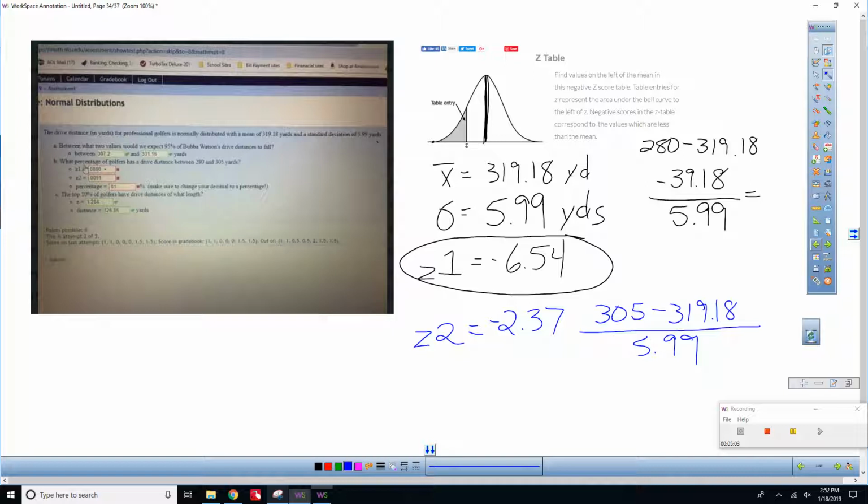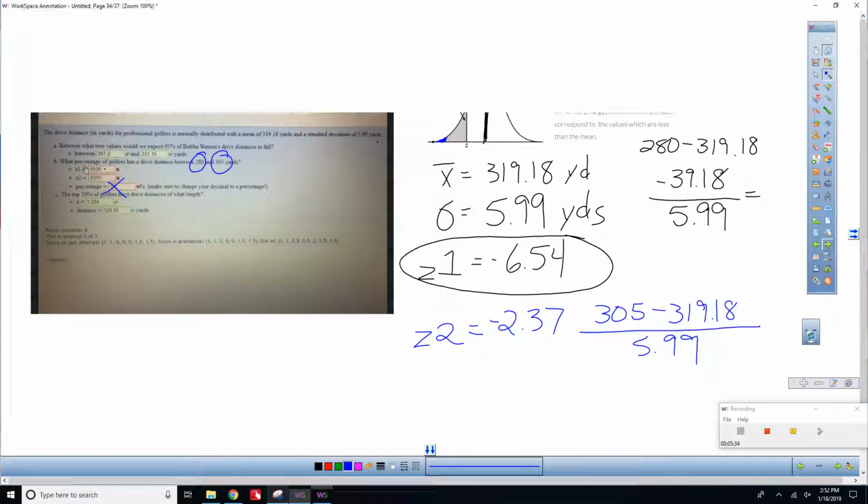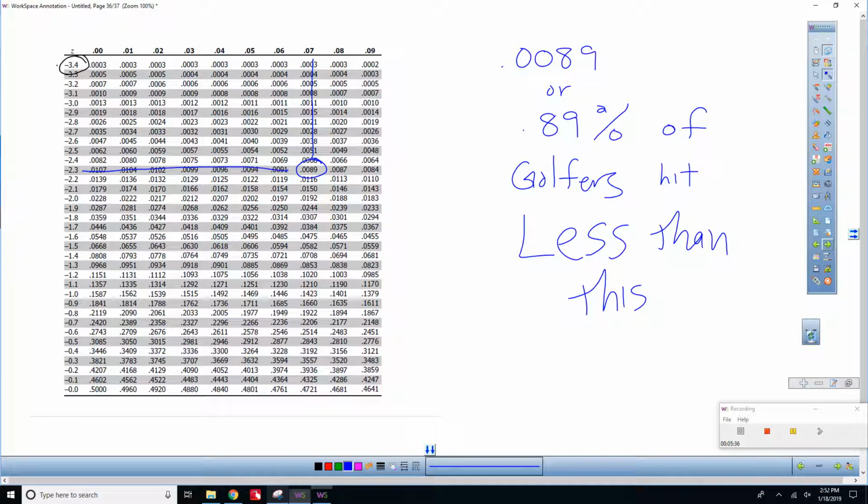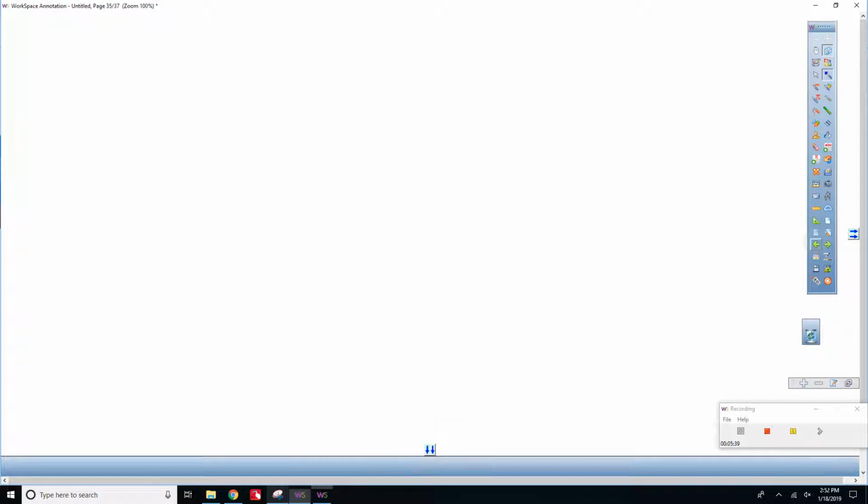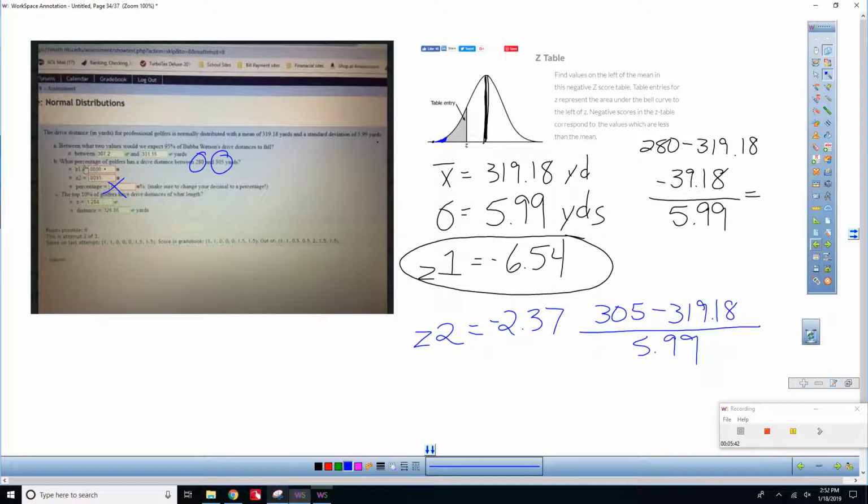So essentially, z1 is off the chart. z2 is somewhere right here. And this blue shaded area represents the amount of golfers that hit the ball between 280 and 305 yards. Okay? And so what that is, you're pretty close, but it's as a percent. So you need to change this 0.01. We have to go back to what the answer is. 0.89% of golfers hit the ball a distance between 280 and 305.